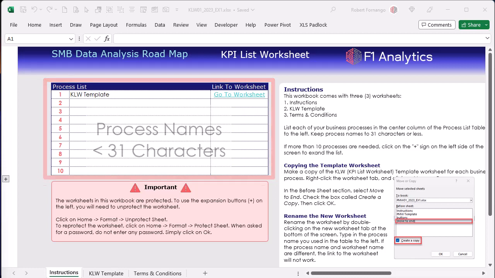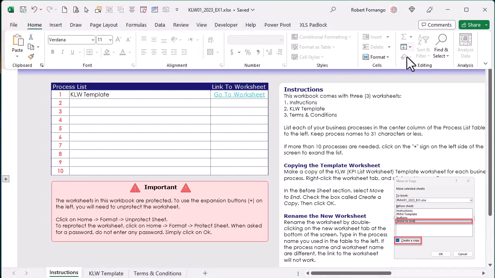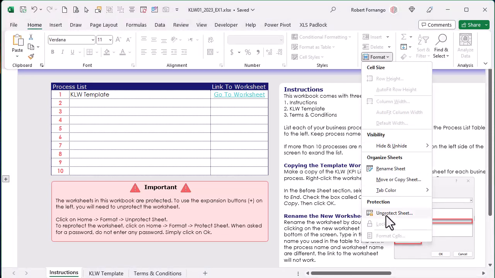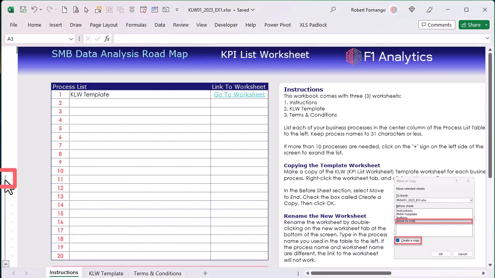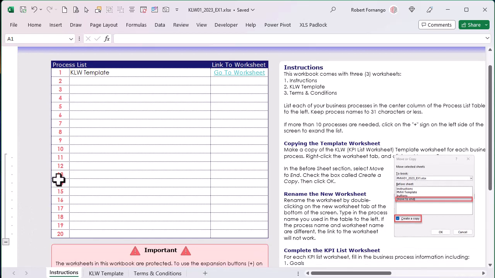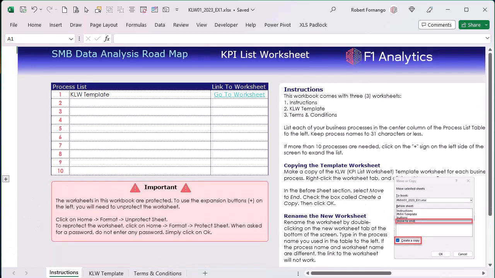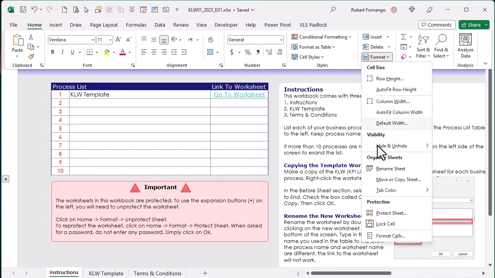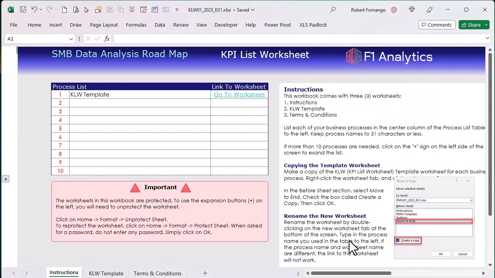If you need more than 10 processes, you can always unprotect the worksheet by going to Home, Format, Unprotect Worksheet, and then you can click on the plus sign on the left and expand out this list, and it goes up from 10 to 20 different processes. We're not going to need that many for this example. If you need to reprotect the worksheet, then you can go back up under Home, Format, Protect Sheet, and when it asks for a password, you can just click on OK, and now it'll be protected without a password.